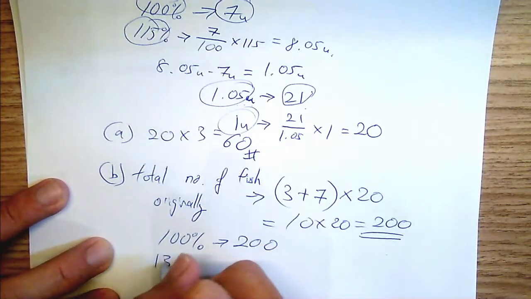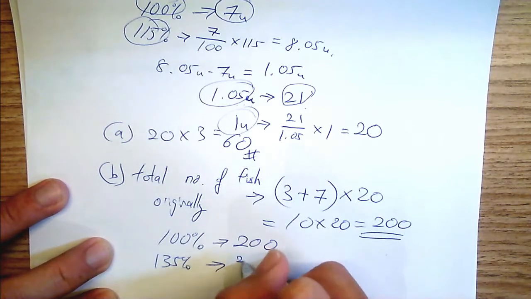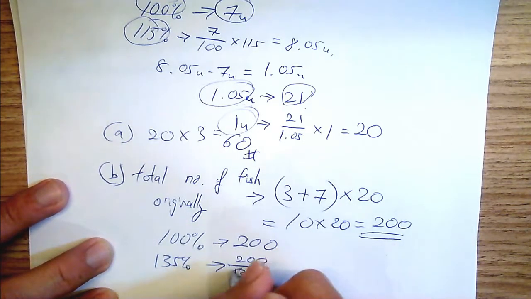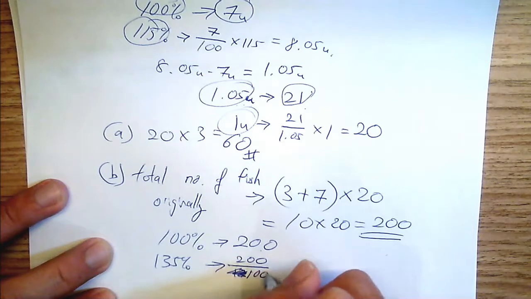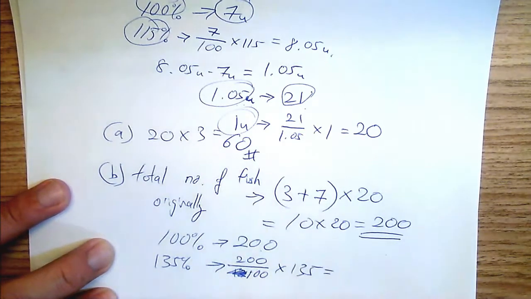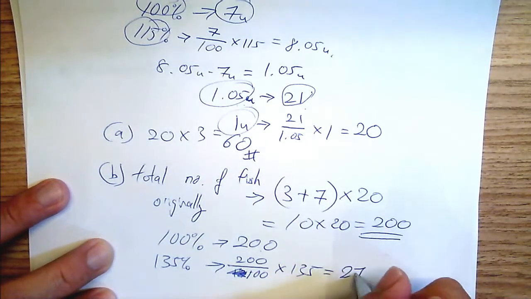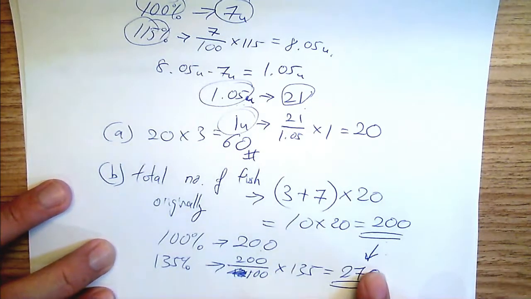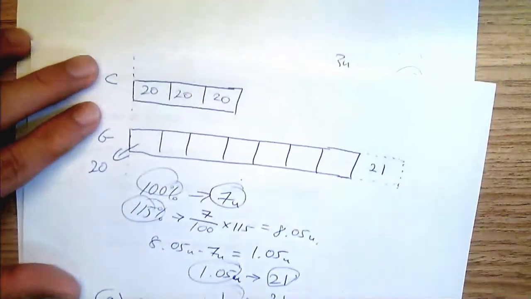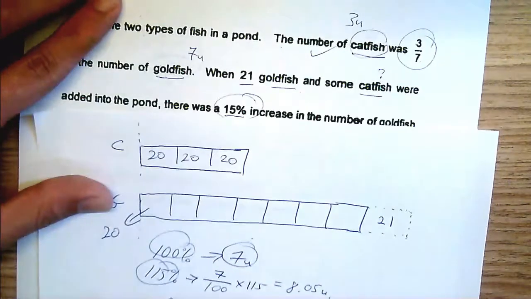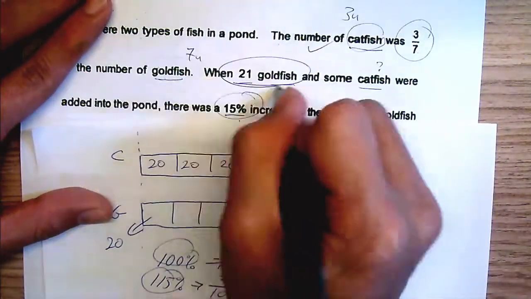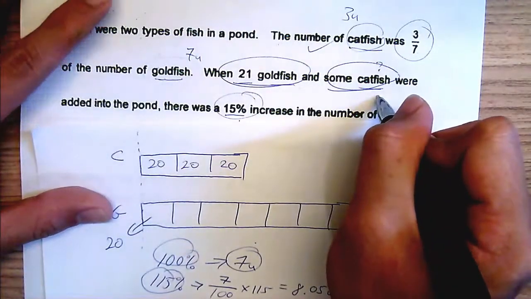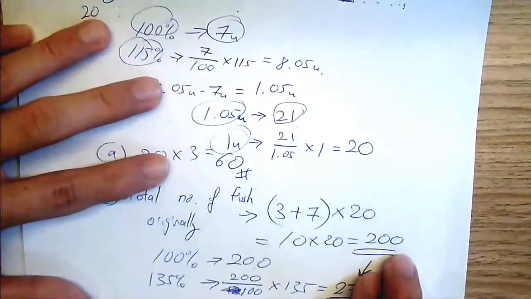I want to find 135% right now. 135% will be 200 over 100 multiplied by 135. So what would that give us? 270. So from 200 it became 270. After they added in 21 goldfish and do not know how many catfish. Okay, so the difference being 70, right?